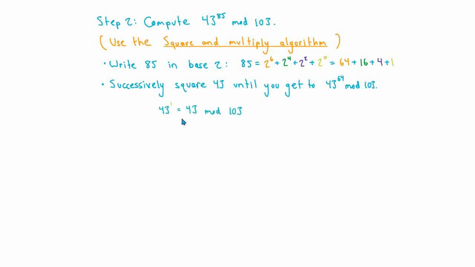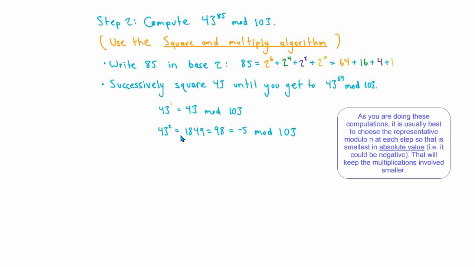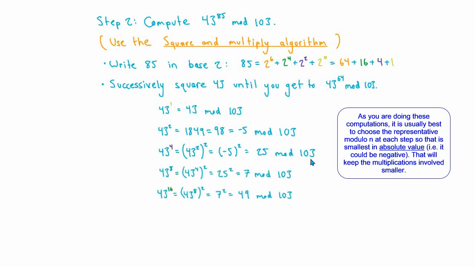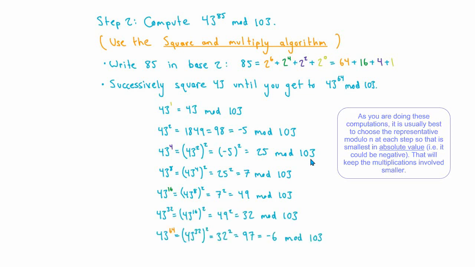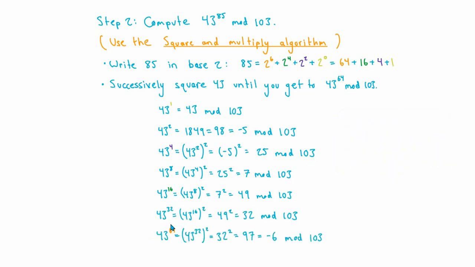So to show you what I mean, first you compute 43 to the 1, which of course is 43 mod 103, and then you square that to compute 43 squared, which, using my calculator, is negative 5 modulo 103. Then you square that to compute 43 to the 4th, and using the answer from the previous step, that comes out to just be 25 modulo 103. And then you keep going, each time squaring the result from the previous step, until you get up to the highest power of 2 that you need in order to make the base 2 expansion of the exponent.